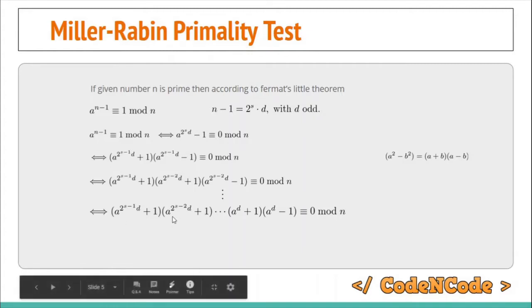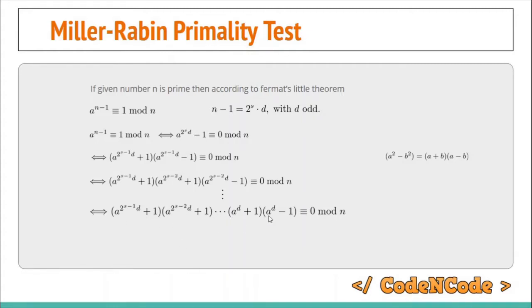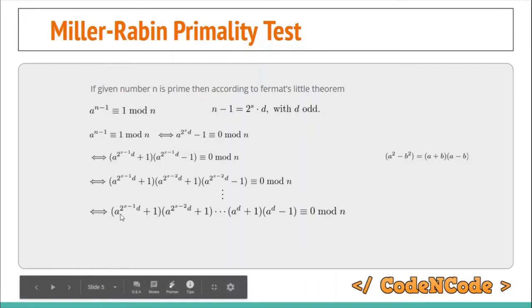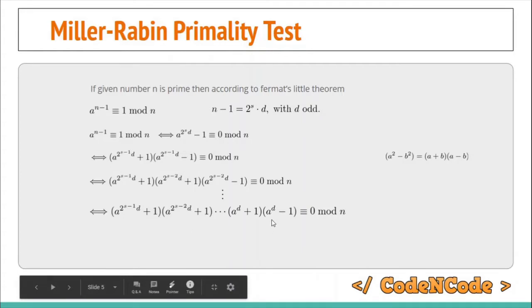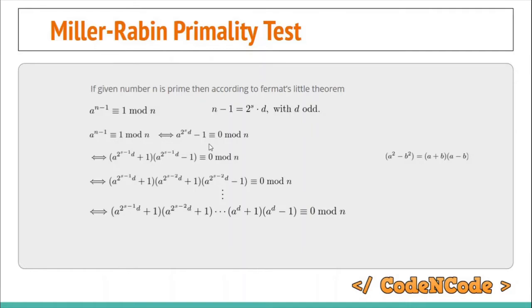Each subsequent term is actually the square root of the previous. So this is the square root of this. Similarly, the next term would be the square root of this, and so on. I'm only talking about the first. So this is the square root of this. Similarly, the next would have been the square root of this, and so on. And finally, you would stop here. This was only the expansion of this expression. Till now, we do not know anything about the Miller-Rabin primality test.